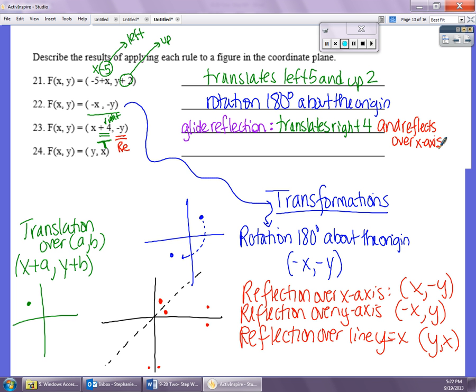Okay, the last one is the new rule that I was telling you about, which is over this line, which we call y equals x. So when you switch the x and the y, that's just a reflection over the line y equals x. Alright, so those are all of your transformations. You have to know them like the back of your hand.